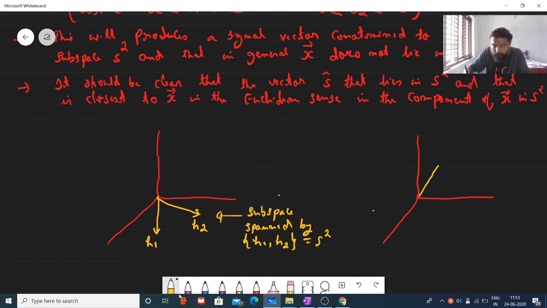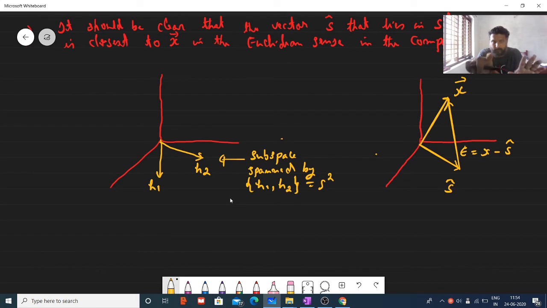So we have this is X, and this will be your small s cap, and this thing is indicated in Euclidean sense, that is epsilon, I called it as X minus s cap. This is small x cap. Clear? So I have discussed the things I have indicated in some points based upon this figure. This figure I call as signal subspace.